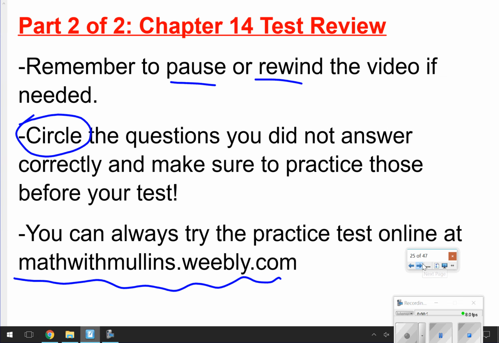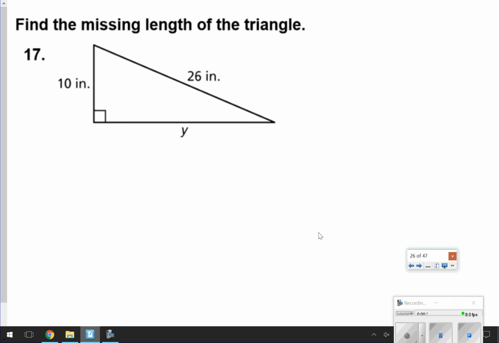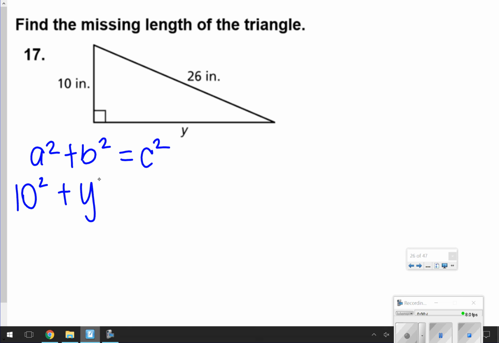Let's get started. Here we're trying to find the missing side length of the triangle. Remember, we're doing a squared plus b squared is equal to c squared, and that'll tell us equivalent sides. 10 squared is going to be a. Don't know what b squared is, so I'm just going to say it's y squared, and then 26 squared is obviously c because it's the biggest side, or the side that's across from this right angle.